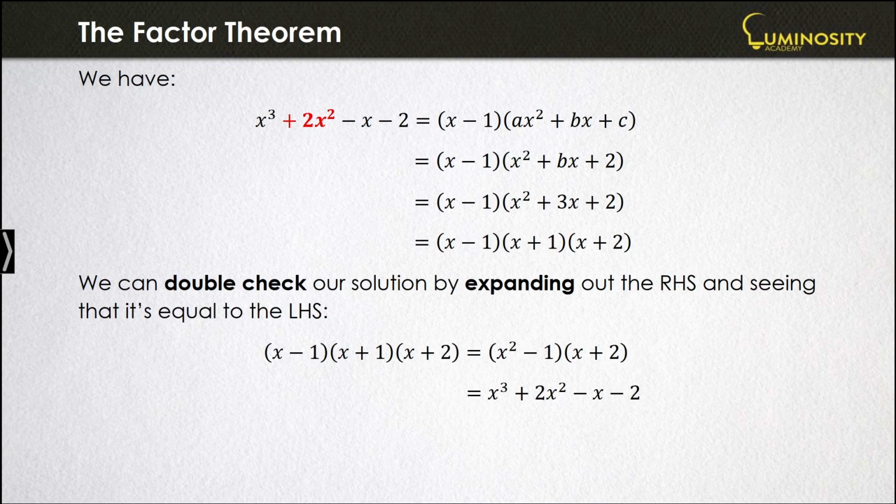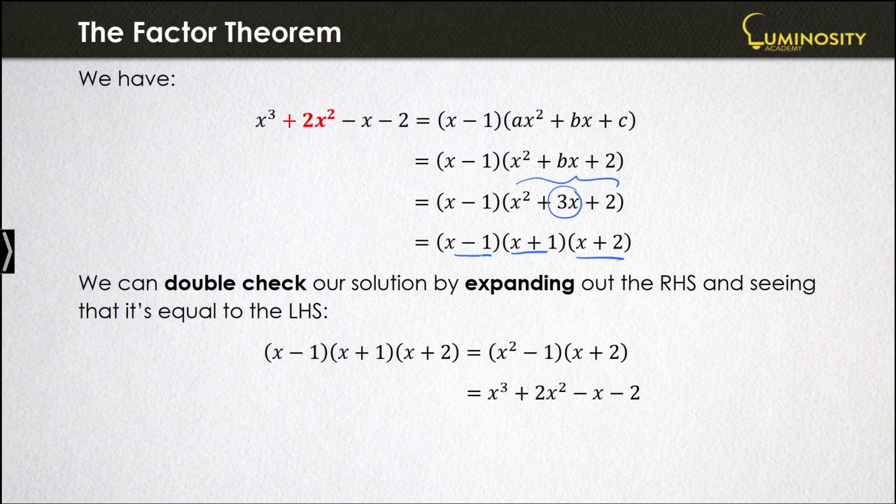Okay, so now if we put b equals 3 here, we have x minus 1 times x squared plus 3x plus 2. But this quadratic expression we can factorize further. It is x plus 1 times x plus 2. So all in all, we have three factors here: x minus 1 times x plus 1 times x plus 2.